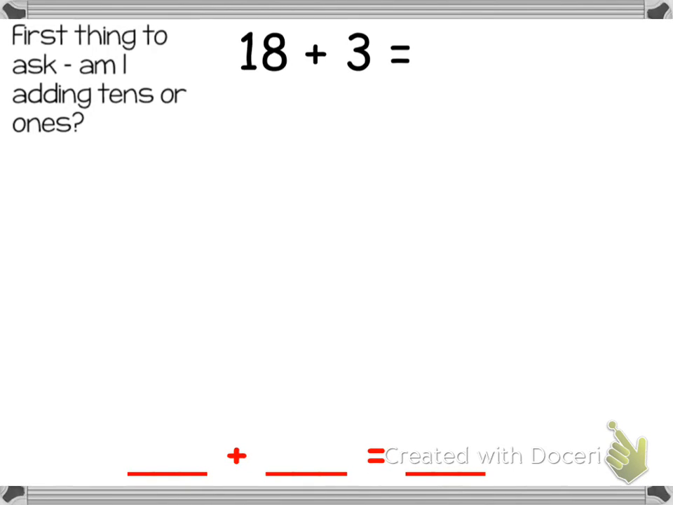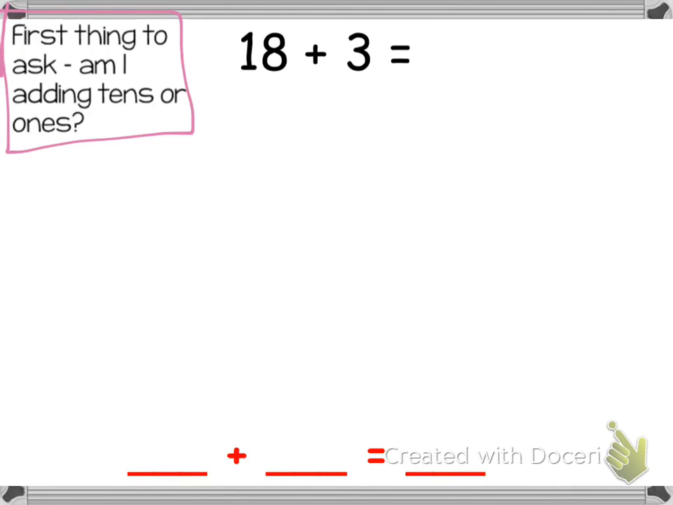Today we're going to be talking about Module 4, Lesson 17. In this lesson, we're talking about being able to add ones and ones or tens and tens. In the previous lesson, or the previous video, we talked about adding those tens together. So now, we know that the first thing we have to ask ourselves is, am I adding tens or am I adding ones? So looking at this, 18 plus 3.